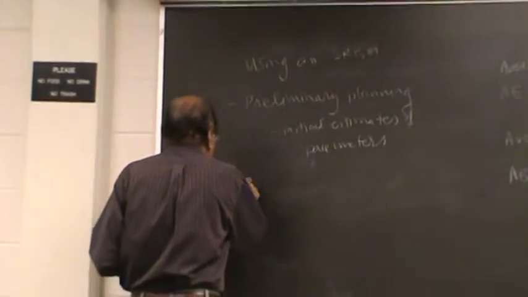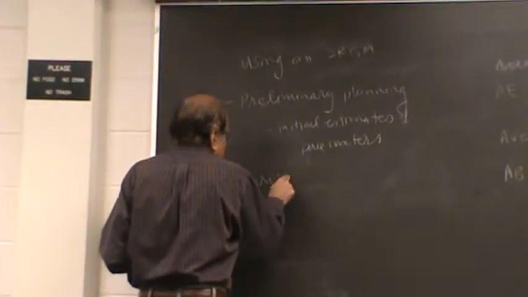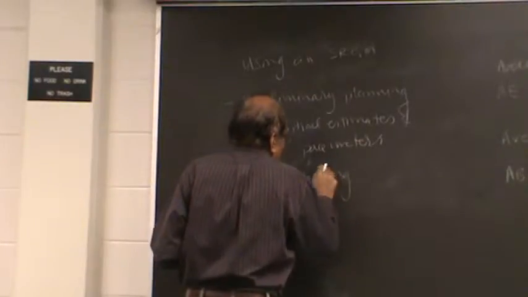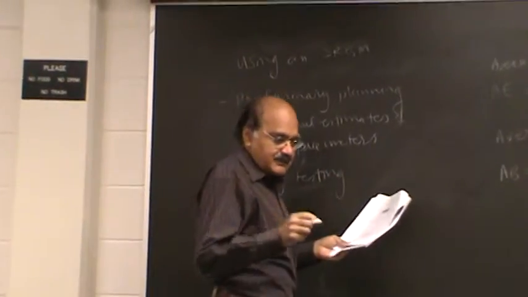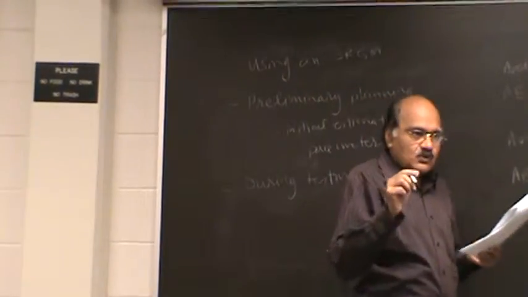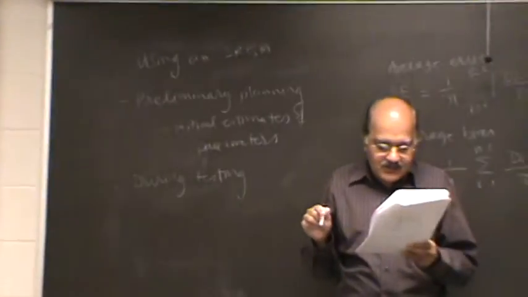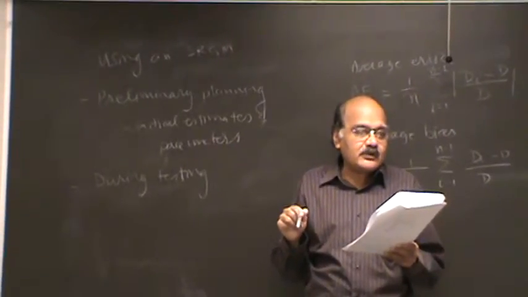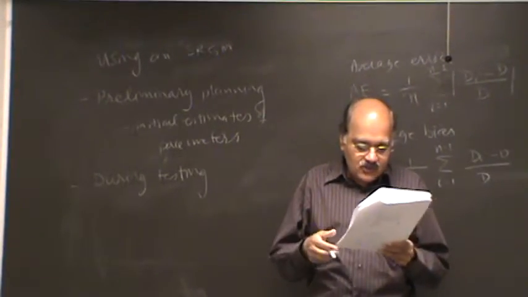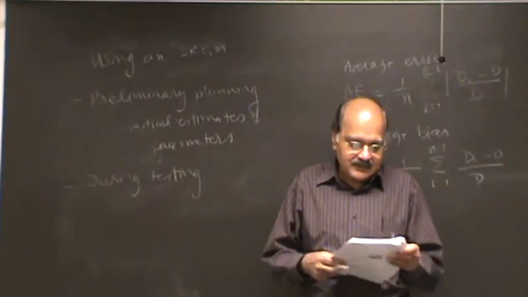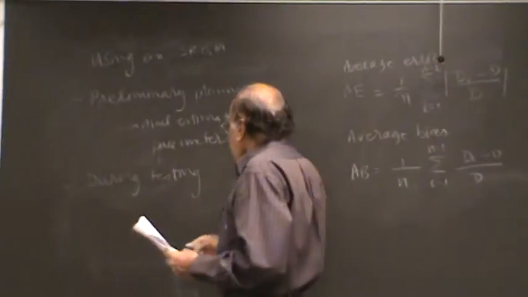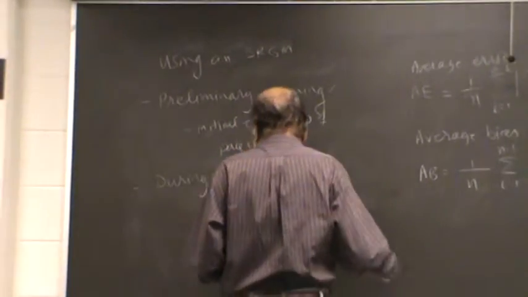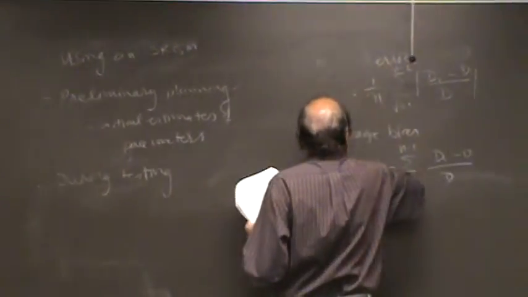The other is during testing. So you have actually been doing some testing and you have collected some data. Based on this data that you have collected, you can now make a better prediction of when you are going to be able to achieve your reliability target. So let's look at first this initial planning. An example.